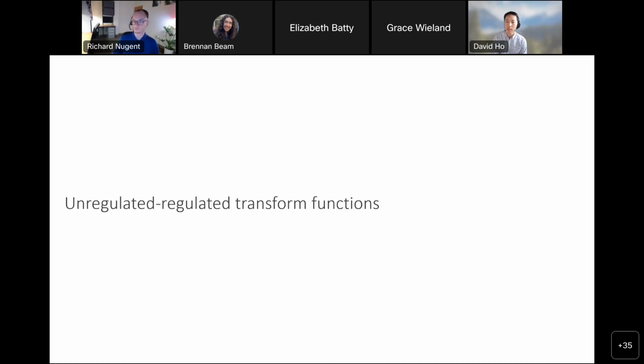All right, so now we talked about analytical and graphical frequency curves and the differences and when to use one or the other. We'll move on to discussing unregulated and regulated transform functions. So just a reminder, unregulated means data that has been impacted by a structure, and then regulated means data that has not been impacted or altered by a structure.